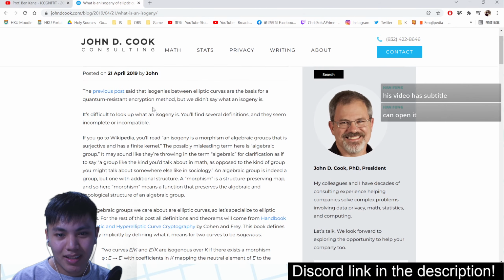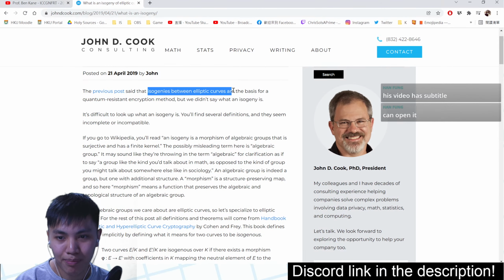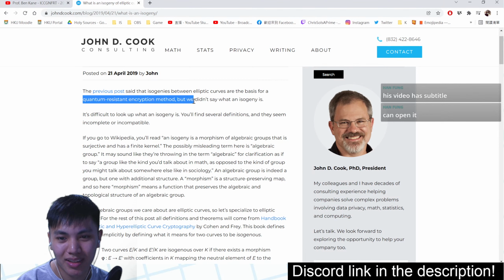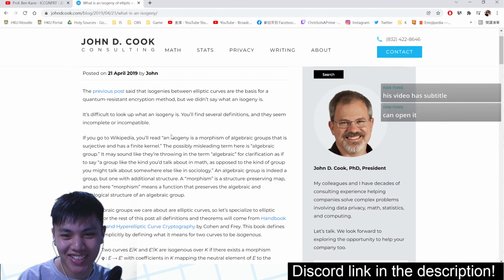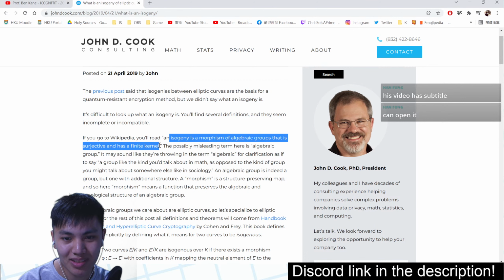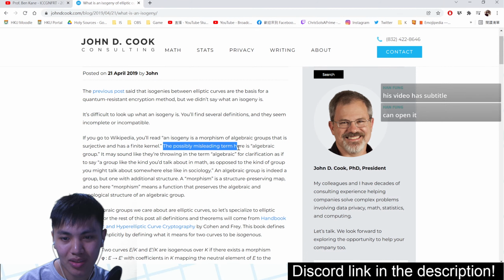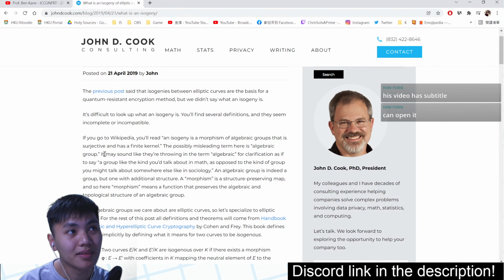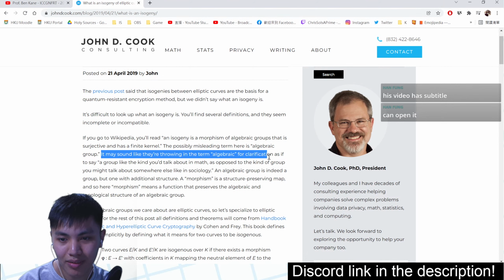Isogenies between elliptic curves are the basis for the quantum resistant encryption method. But we didn't say what an isogeny is. 突然之間有關 quantum 咩事？突然間諗到去量子力學？睇下先。In Wiki, you will read an isogeny is a morphism of algebraic groups that is surjective and has finite kernel. That's possibly misleading. The term algebraic group may sound like they are throwing in the term algebraic for clarification, as if to say a group like the kind you would talk about in math.